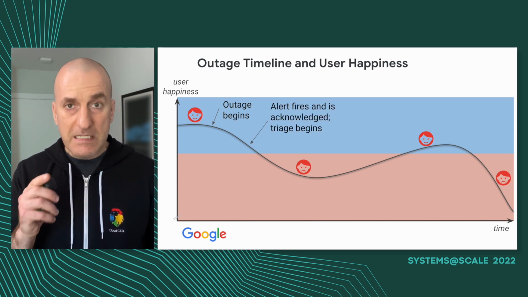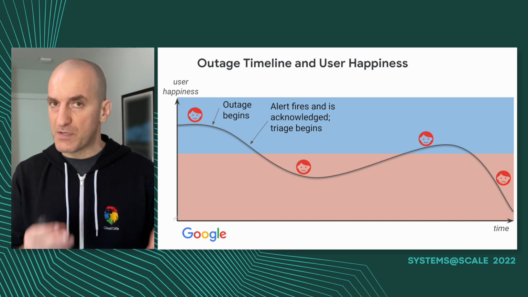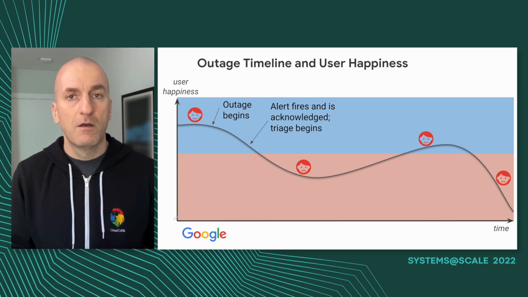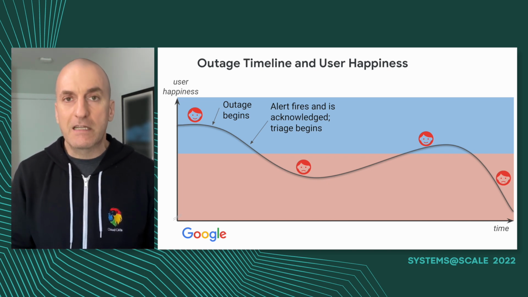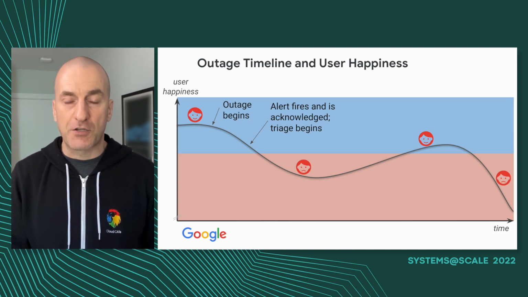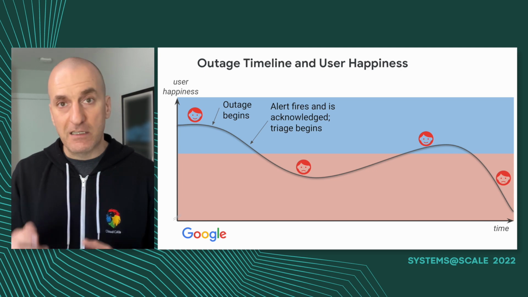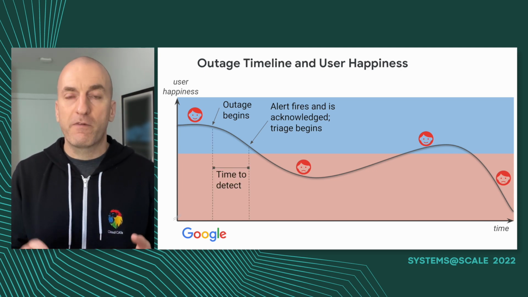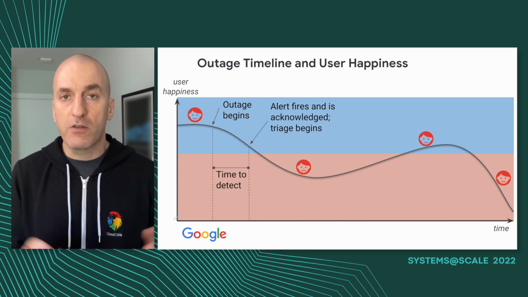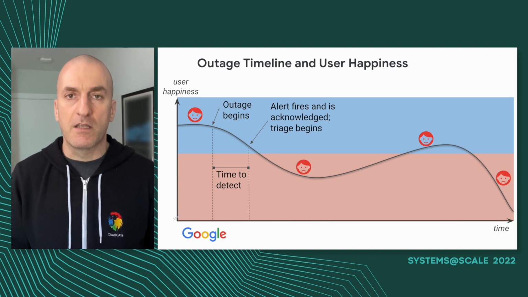Notably, sometime later, the amount of time may be small, it may be large, but our alerting will hopefully let us know that this has happened, and our alert actually fires. The time from when the outage actually begins until our alert fires is what we refer to as the time to detect. This is how long it took us to detect that we're having an incident or an outage.